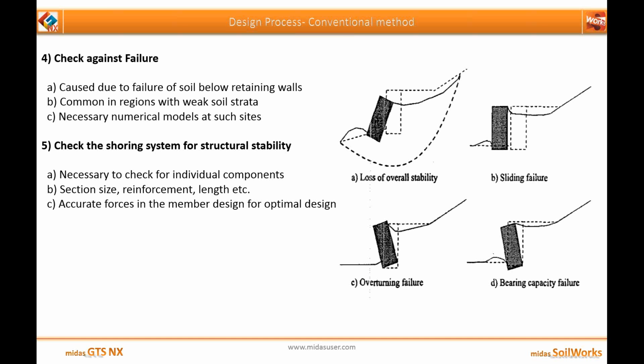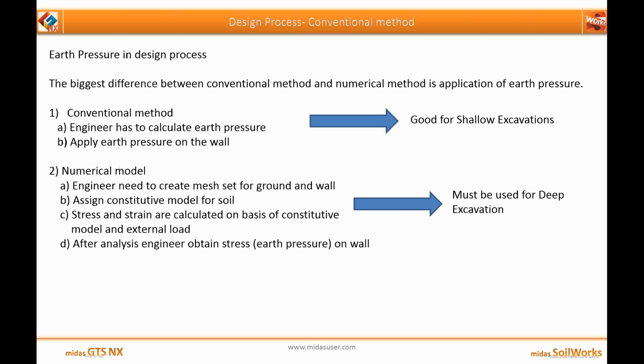Now, to add more checks against failure caused due to failure of soil below the retaining walls, common in regions where we have weak soil strata, numerical modeling becomes necessary at such sites. Check the shoring system for structural stability, like overturning failure or bearing capacity failure. So it becomes a necessity to check each individual component, the section size, and the reinforcement length which we are using. The accurate forces in the member for the optimal design become important. Okay, so this was about the conventional method.